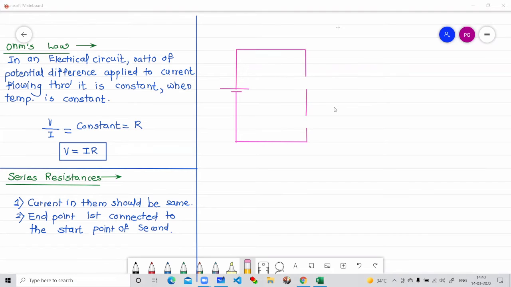Current through them will be the same because they are in series. So let us name it I. Voltage, let us say the total applied is V. First resistance R1, second resistance R2. Let us say the potential across R1 is V1 and the potential across R2 is V2.